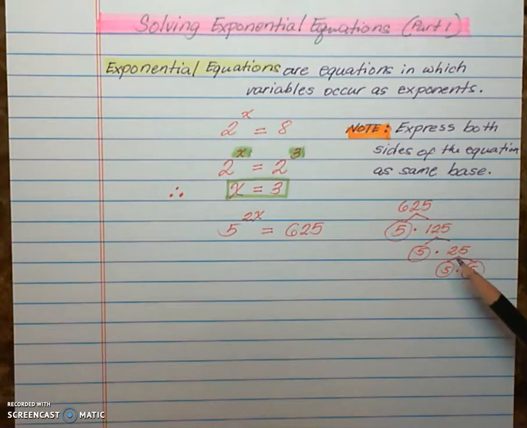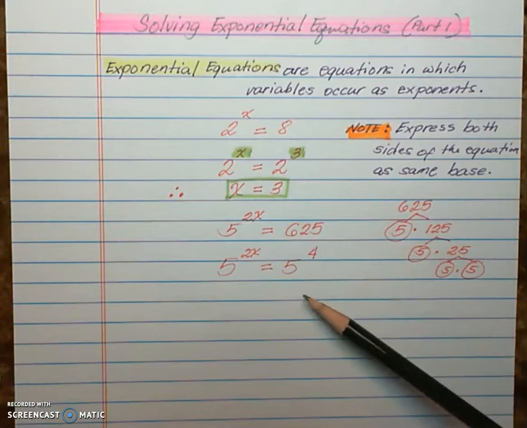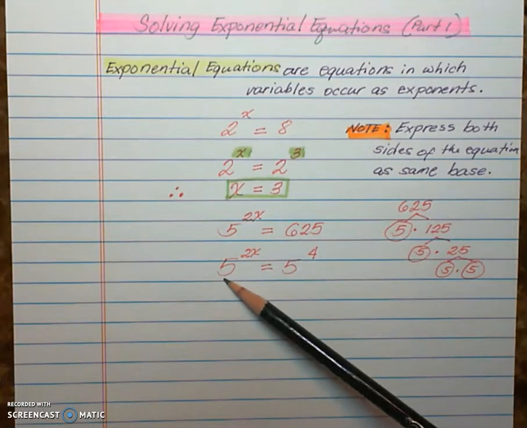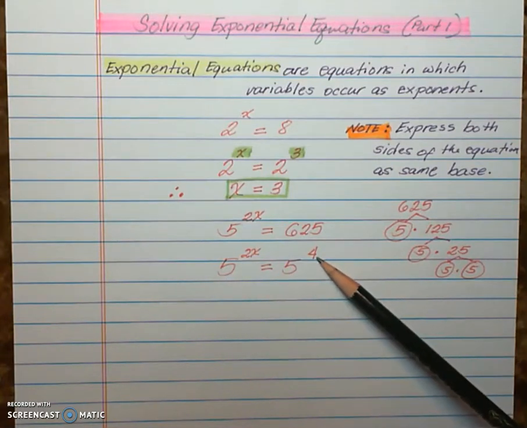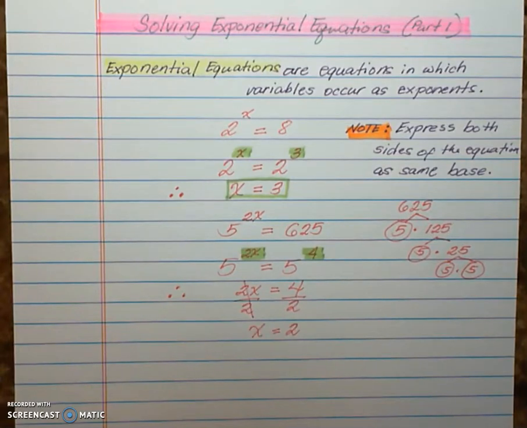Now you can see that we have used 5 as a factor 4 times in order to get 625. Therefore, the exponential notation for 625 with the same base of 5 is 5 to the power of 4. Now that the bases are the same, we can express their exponents as equal to each other. Then we solve for x by dividing both sides by 2. So for this example, x is equal to 2.